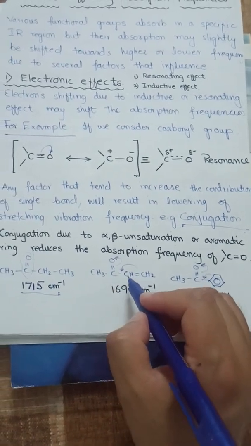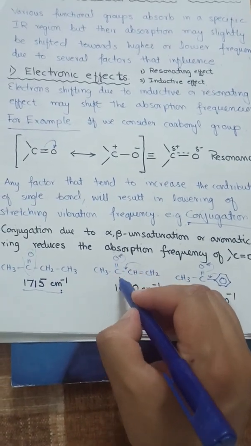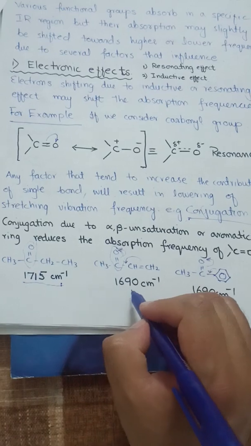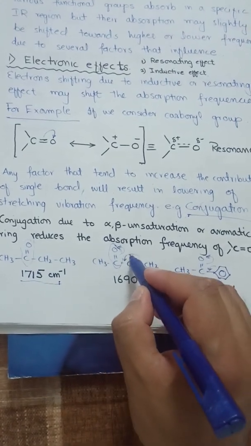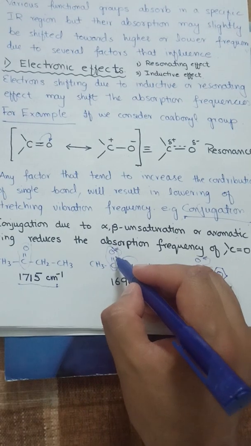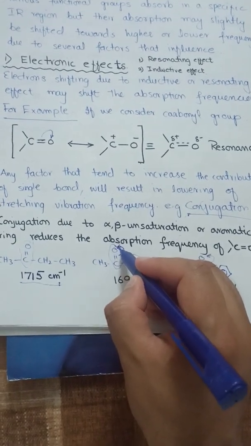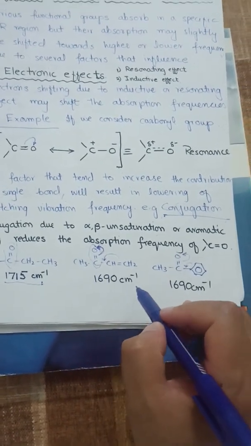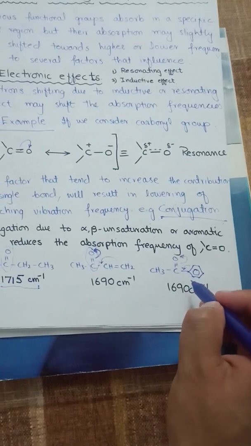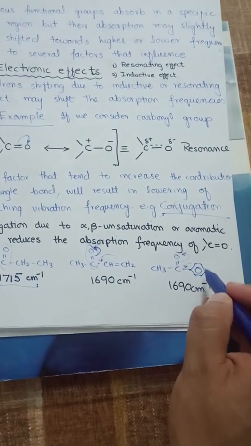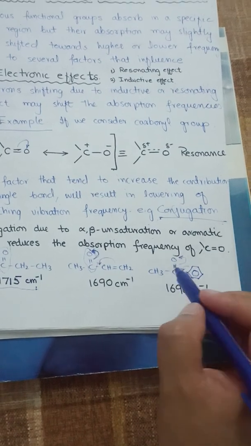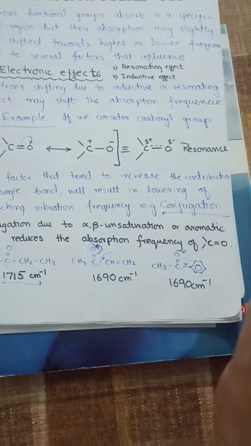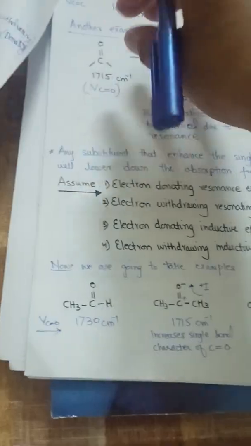Now if we have a conjugation with this carbonyl system, the stretching frequency of this C=O bond will be lowered or decreased, because this resonating structure produces an electron donating effect, so the electrons will be shifted here, which lowers the absorption frequency of this carbonyl system. And again, if we have a resonating structure like an aromatic ring, it also increases the single bond character of this carbonyl system, and again the absorption frequency will be lowered or decreased.